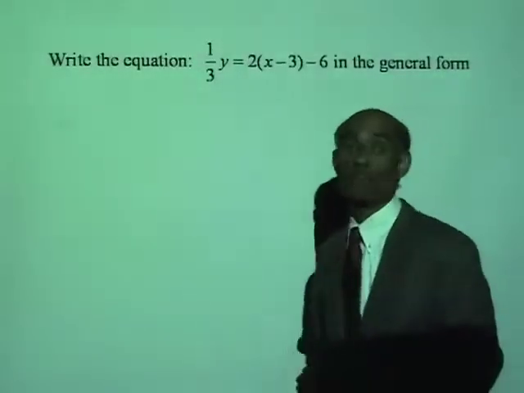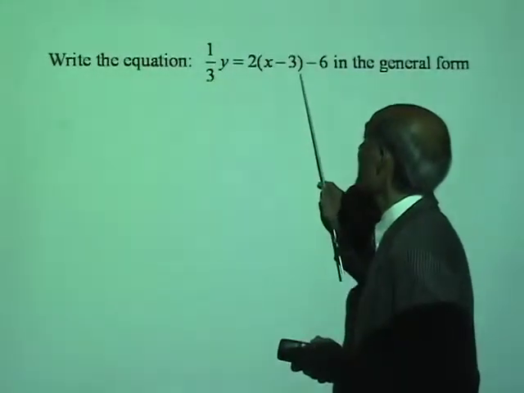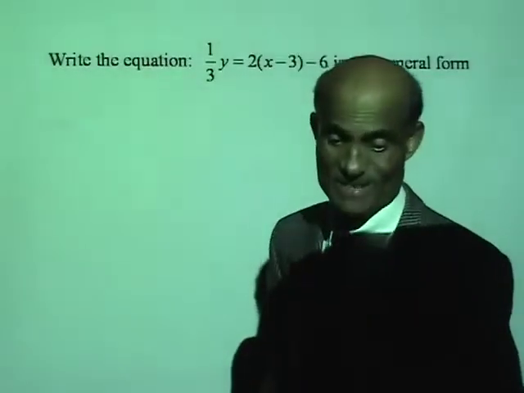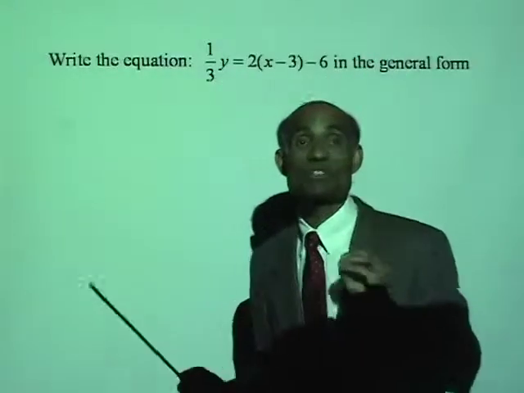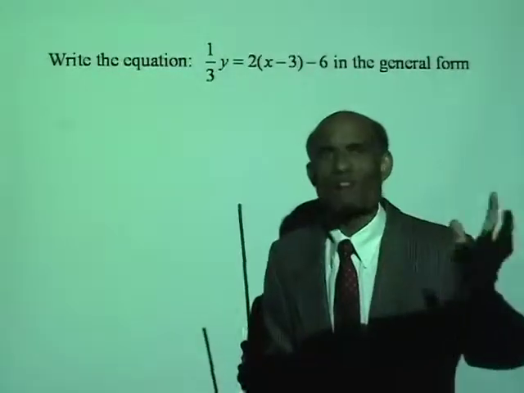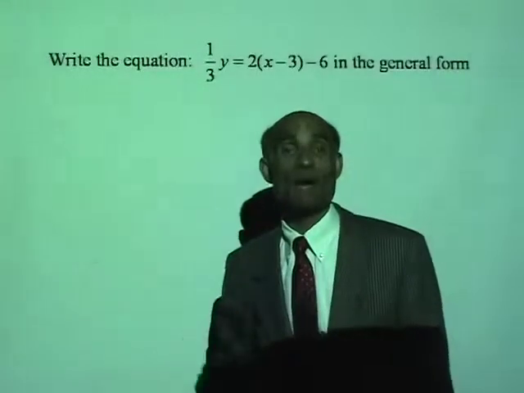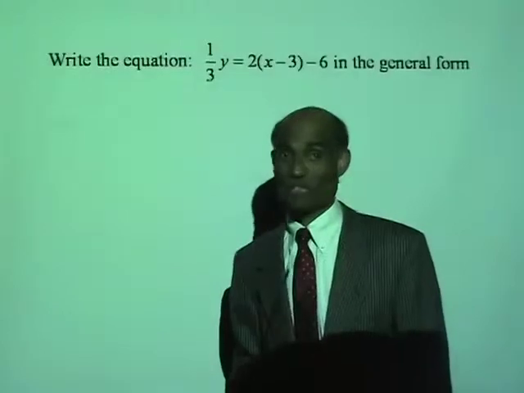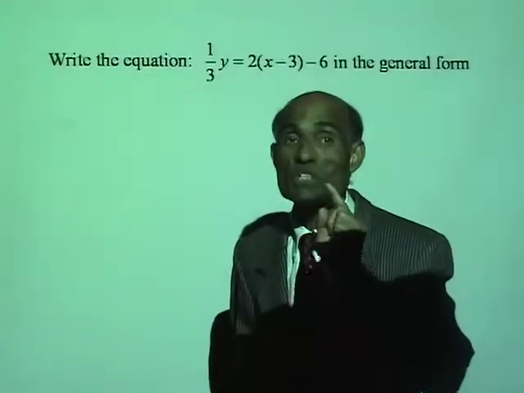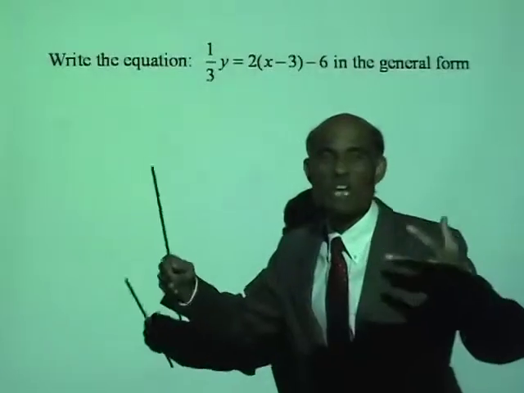How about this? Write the equation 1/3 y equal to 2 times x minus 3 minus 6 in the general form. Now, whenever you see an equation that contains a denominator, you must say, I need to get rid of that denominator. Now tell me, what will you do here to get rid of the denominator? Very simple. Multiply each term by 3. Each term. Tell me, what are the different terms of this equation? How many terms are there?